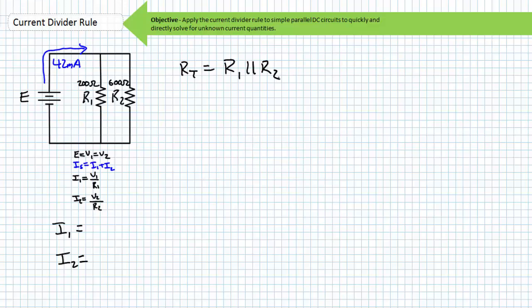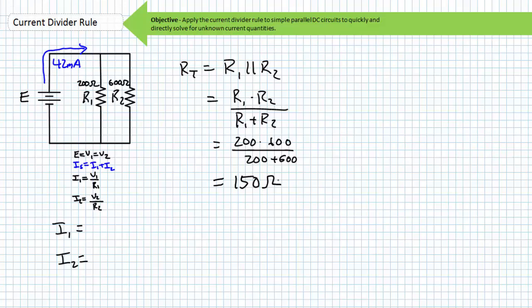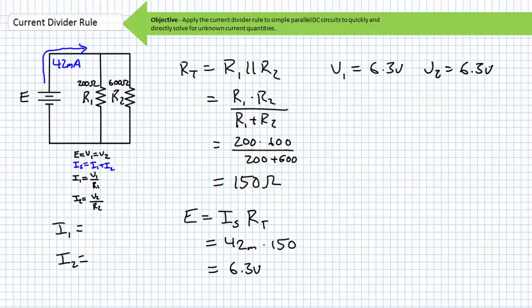The total resistance seen by this source is R1 in parallel with R2. Substituting in the necessary values, we find total resistance to be 150 ohms. The voltage supplied to this parallel combination equals the source current through it times its resistance. Substituting in the necessary values, we find our source voltage to be 6.3 volts. Since this is a parallel circuit, voltage across elements in parallel combination is the same. V1 equals 6.3 volts, V2 equals 6.3 volts.